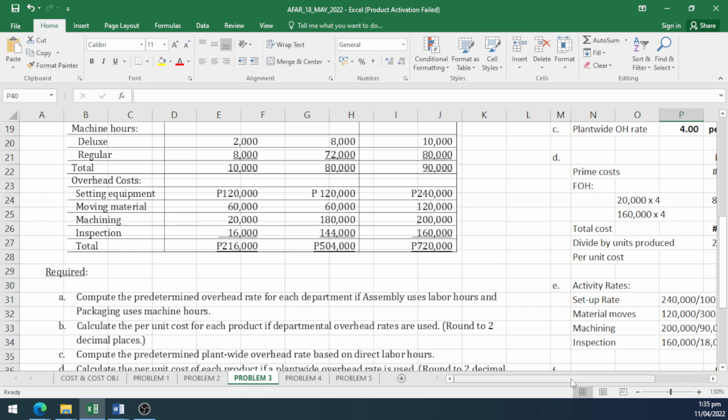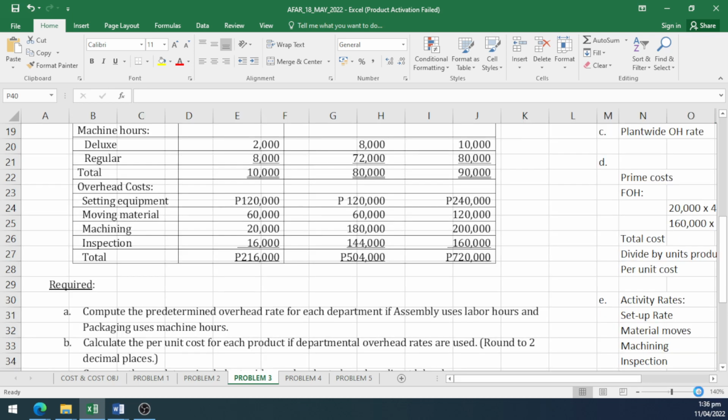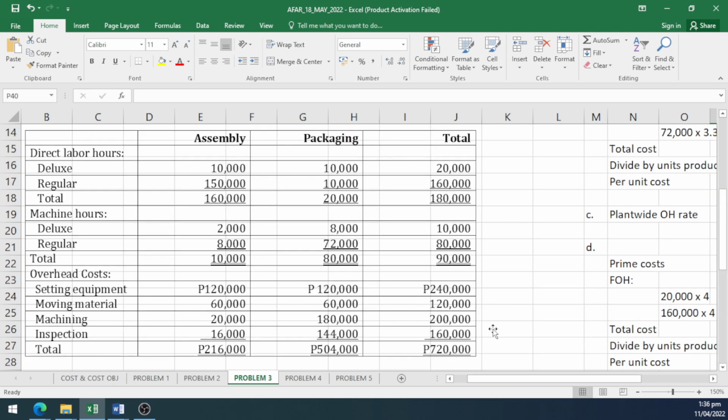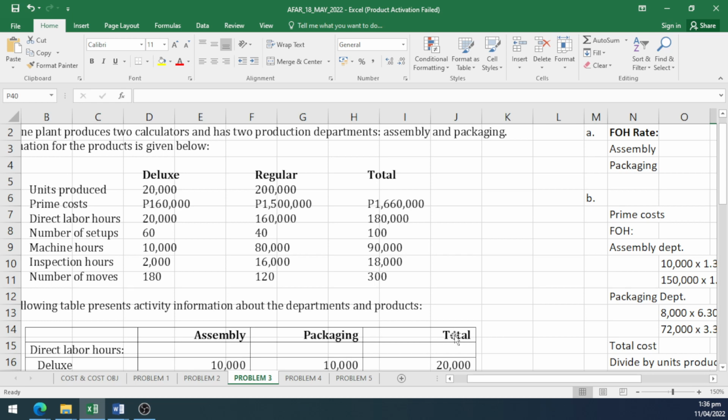Now, if you are producing more than one product, and then the products consume different resources in every department, the plant-wide system will not be a good system to allocate factory overhead. In that case, as far as traditional method is concerned, mas okay na gamitan mo ng departmentalized system. Okay, illustrate natin yung departmentalized system at saka plant-wide.